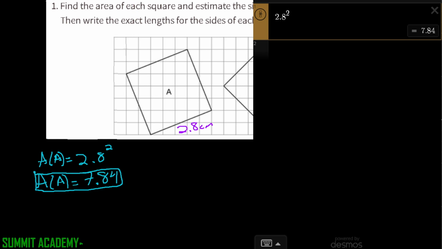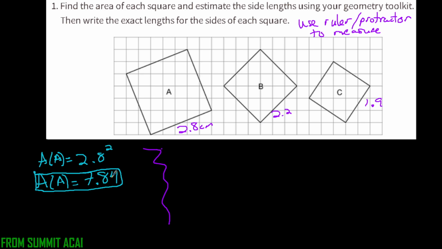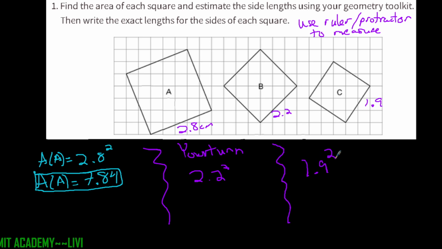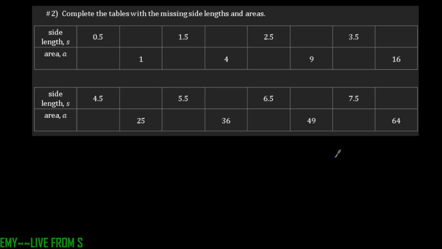So find each of those. Let me clear this out one more time. Now, your turn. Try finding 2.2 squared and 1.9 squared. For number 2, it says complete the table with the missing side lengths and the areas. Same idea. If it gives you the side length, we're going to square it to find the area. So this is squared to get my area.